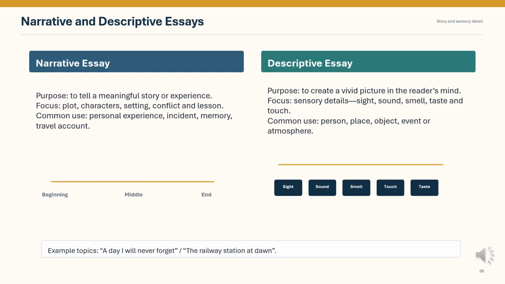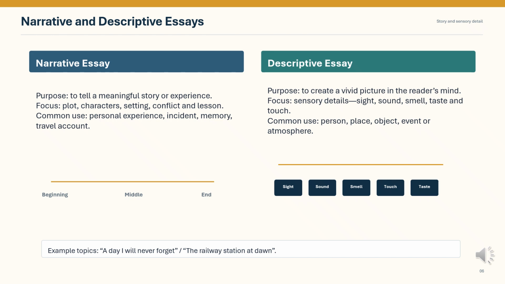Now, let us compare narrative and descriptive essays. We'll look into both of these types in detail. Now, a narrative essay, as I told you all previously, tells a story. So it usually has a beginning, a middle, and an end. It may include characters, it may have a setting, it may have a conflict between the characters, it may also have a lesson. For example, if I say, a day I'll never forget, this is a narrative topic because it asks us to describe your experience or an incident because of which you will not forget that day.